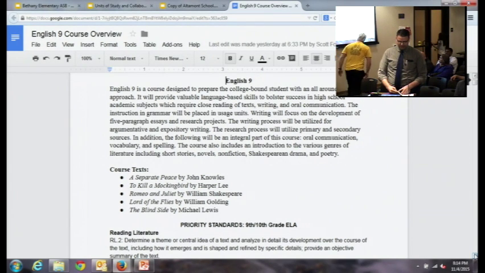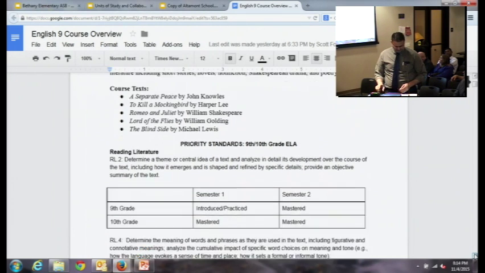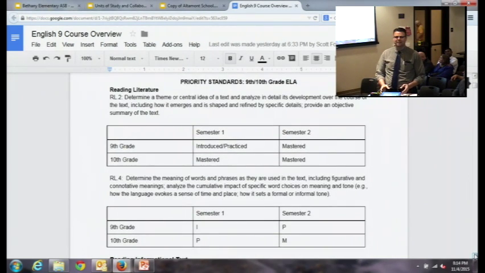So you'll see that at the very beginning of the document, there's an overview of what the class is and the course text that will be used alongside those. Those are the texts that they use to drive the curriculum. And then the very next part, you'll see priority standards. And you'll notice that there are 9th and 10th grade standards on the 9th grade class because they need to start in on some of the 10th grade standards. I means introduced, P means practiced, and M means mastered.